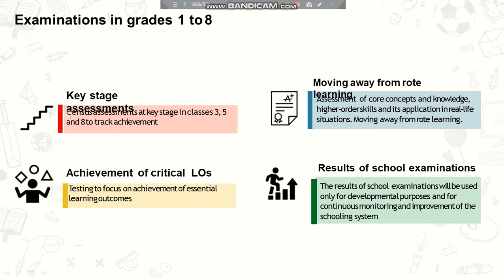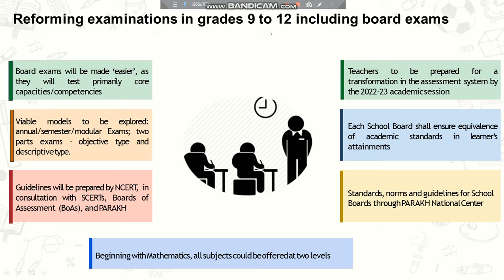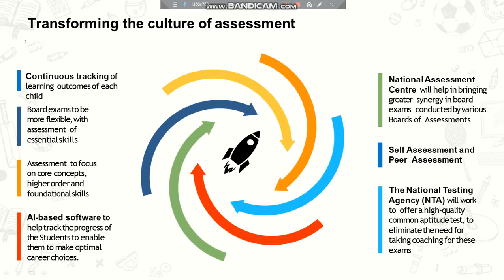Examinations in grades 1 to 8, key stages, it's not there. We are moving away from rote learning. Results of school examinations, achievement of critical learning outcomes. Reforming examinations for grades 9 to 12, including board exams. That means in the present scenario there is no continuing with intermediate and PUC. Right. Transforming the culture of assessment. Students should get all these things. The National Testing Agency will work on this one. Self-assessment, national assessment, etc. AI-based software for continuous tracking of learning outcomes of each child is important.